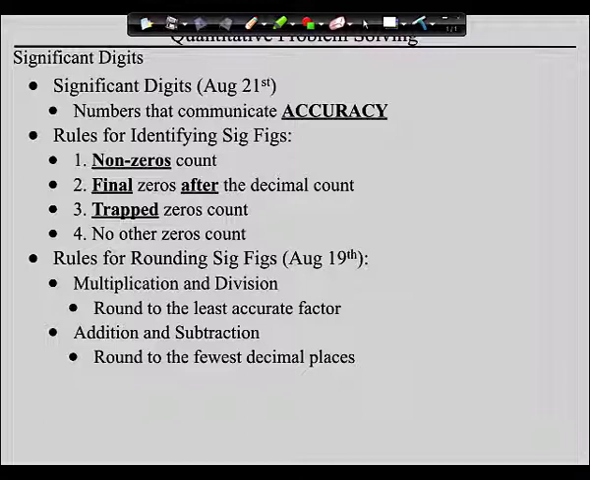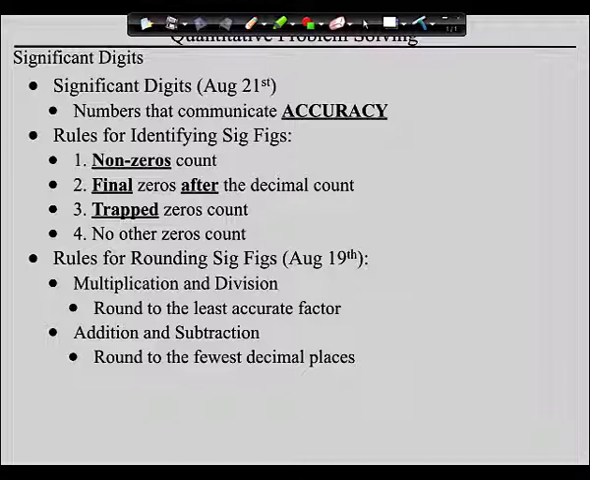Again, significant digits tell us accuracy, and there are three types of significant digits. Non-zeros, final zeros after the decimal, and trap zeros. Guys, rule number 4 we really don't need because it tells us nothing else counts. So if that is not familiar to you, go back to August 21st, maybe print the homework. Heaven forbid you would do this without getting credit for it. Go back, look over the homework from the 21st, make sure that you can identify significant digits.